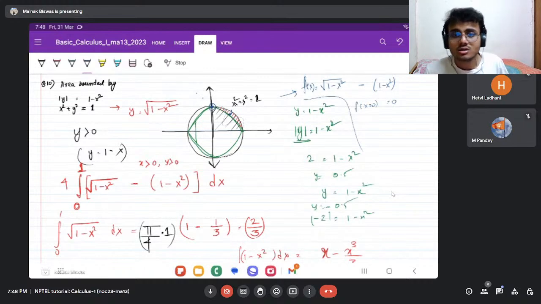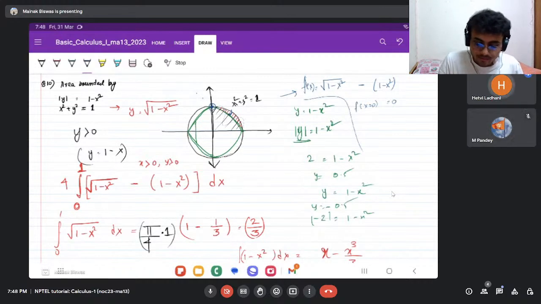Agreed or not? Yes, sir. Then take f dash x and see where it is greater than 0. You will see it is increasing up to this point and then decreasing. Also, from 1 onwards you will see this is increasing this way. So here, you will be seeing it's always above the curve.